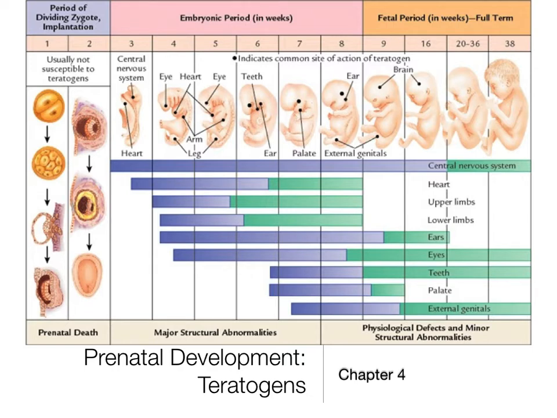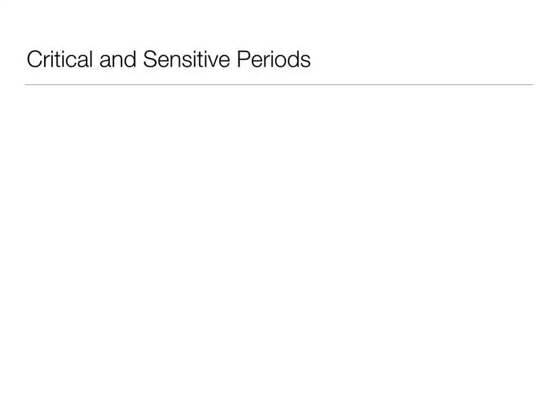So this will be major deformities in heart, lungs, appendages, palate. Again, these would be large. Central nervous system doesn't fully form, things like that. And then in the fetal period, we really have more physiological defects and more minor structural abnormalities. So again, it really depends on what is happening with the organism as to the outcome of that teratogen. So let's go back over critical and sensitive periods.